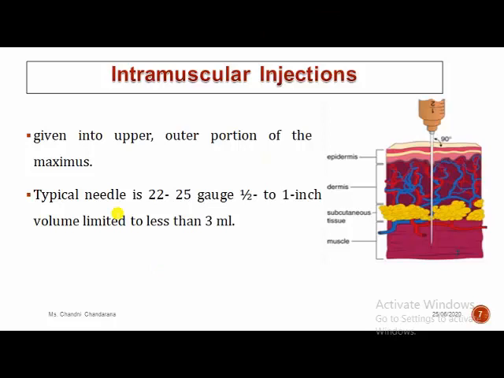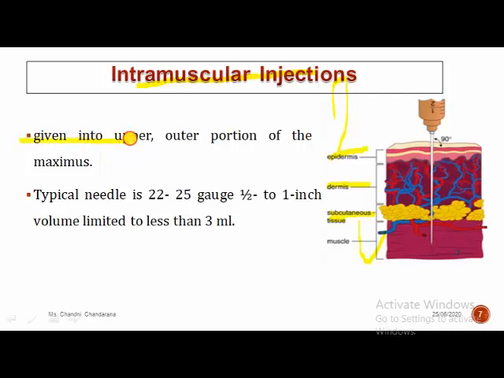Now next is intramuscular injections. So what is an intramuscular injection? First, again my question is where to give. You can see here this is the epidermis, then the dermis. This is the subcutaneous tissue, and below that there is a muscle. So where can it be given?